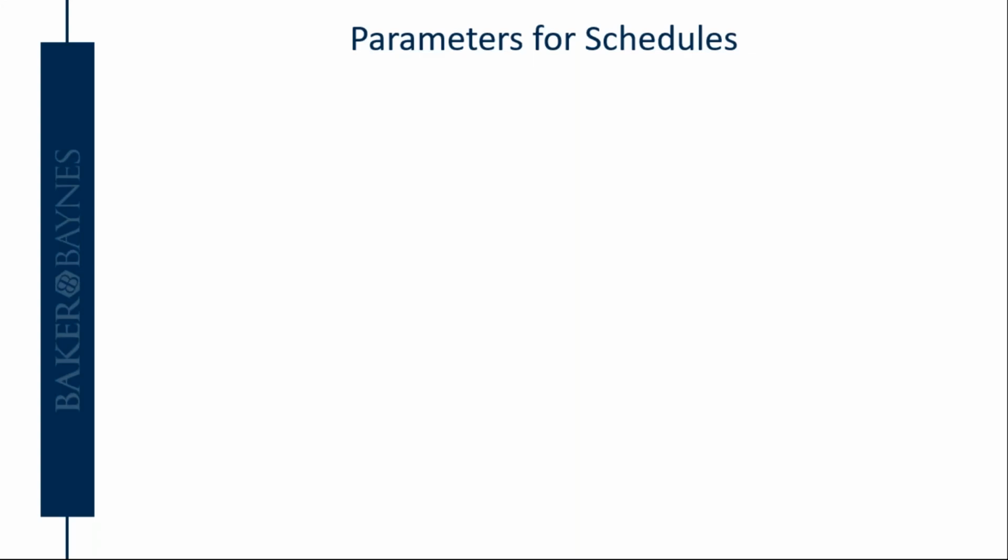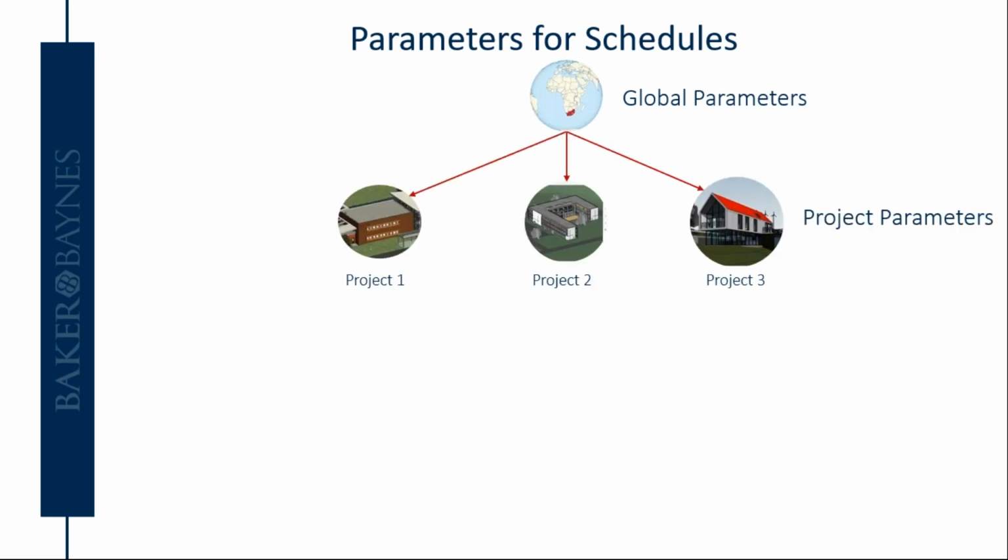So there's basically four types of parameters: global parameters, project parameters, type parameters, and shape parameters. So starting with global parameters, it's basically a parameter that can be used in multiple projects. So things like the cost of concrete or the cost of bricks, that's a global parameter because that value is the same for all projects that you work on.